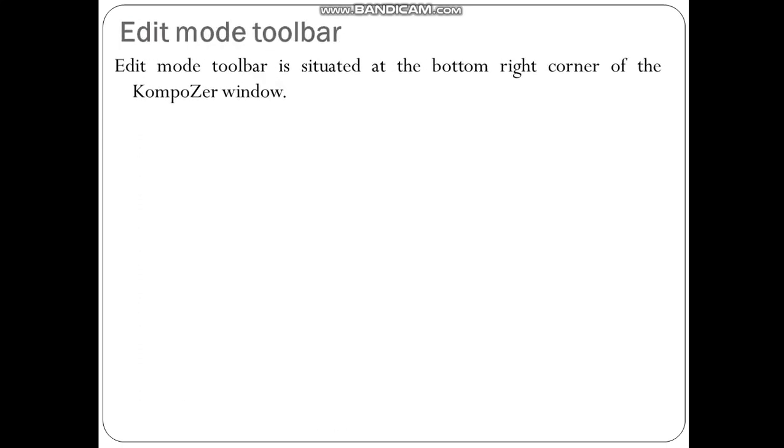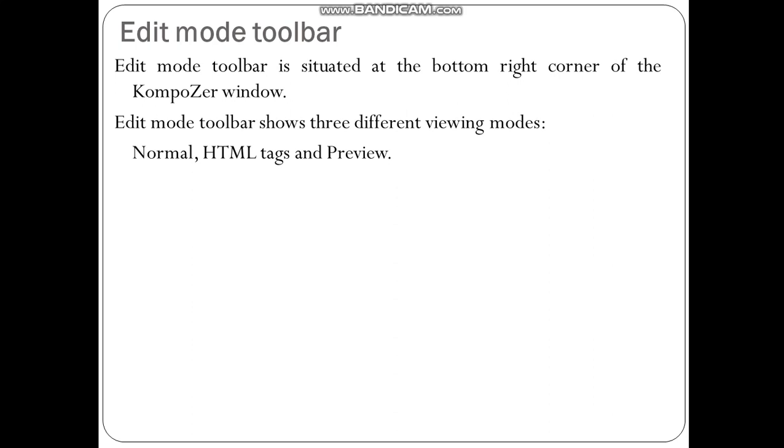Now, the edit mode toolbar. The edit mode toolbar is situated at the bottom right corner of the KompoZer window. See, in various versions of KompoZer, it differs a little bit. The edit mode toolbar shows three different viewing modes. These modes are normal, HTML tags and preview. And in the newer version of KompoZer, there is also a fourth option, source. All the three modes provide editing facility.